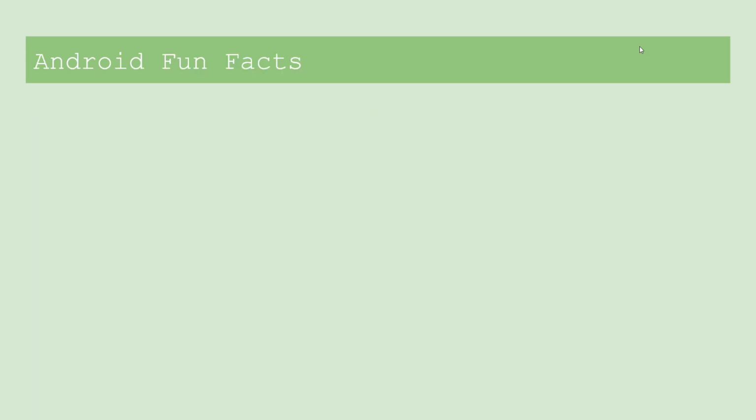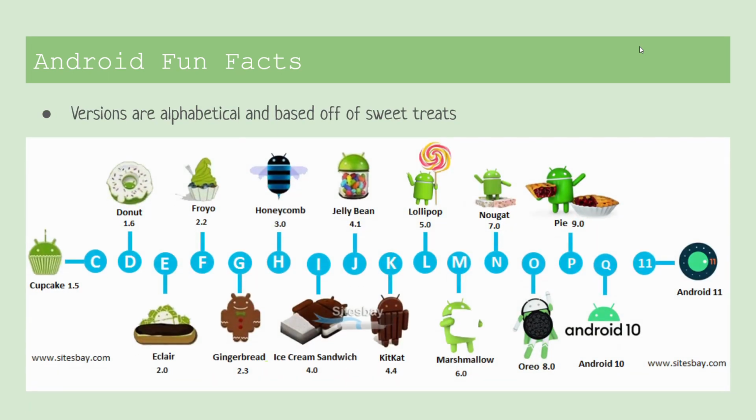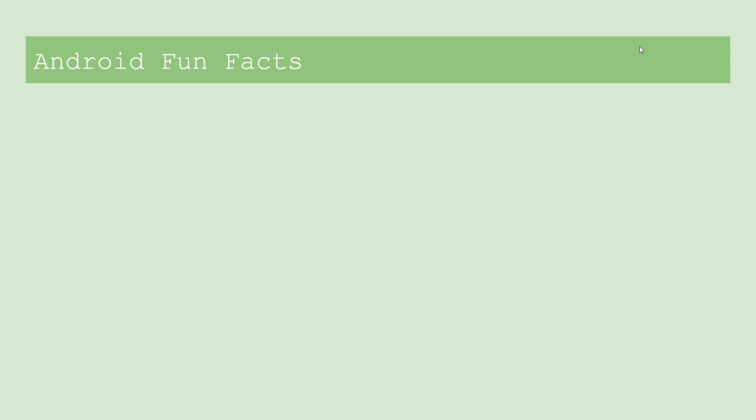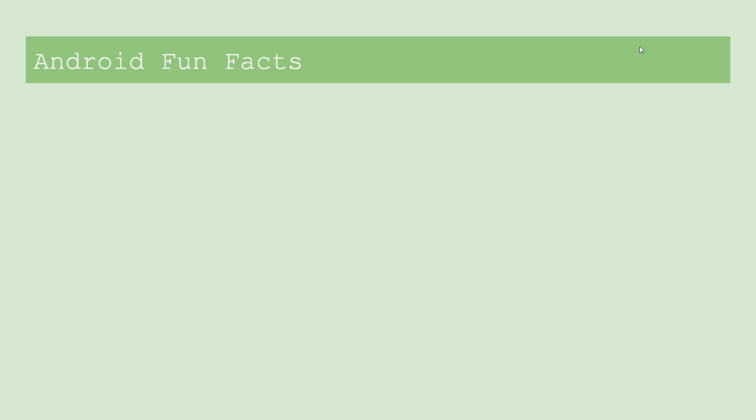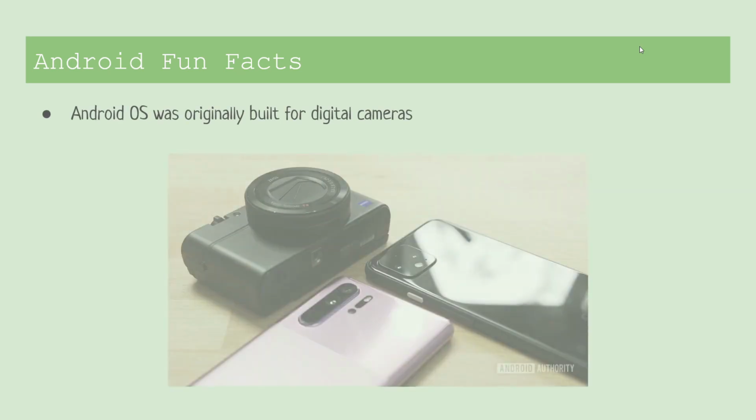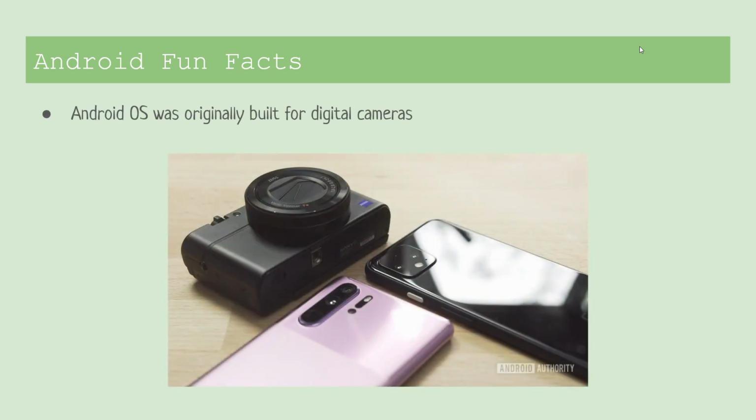Here are some Android fun facts. Each version of Android has been updated with names of sweet treats in alphabetical order. Here, as you can see, Android 1.5 is called Cupcake, and Android 8.0 is Oreo. Another fun fact: the Android mascot is actually informally known as Bugdroid, not Android. This is what the Android development team called it, but it was never officially announced. The Android OS was originally built for digital cameras, not mobile phones.